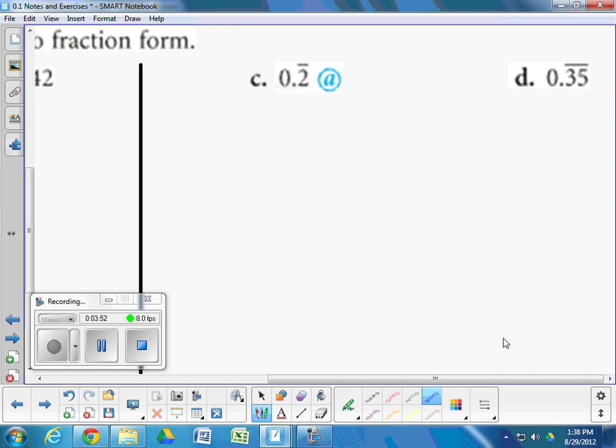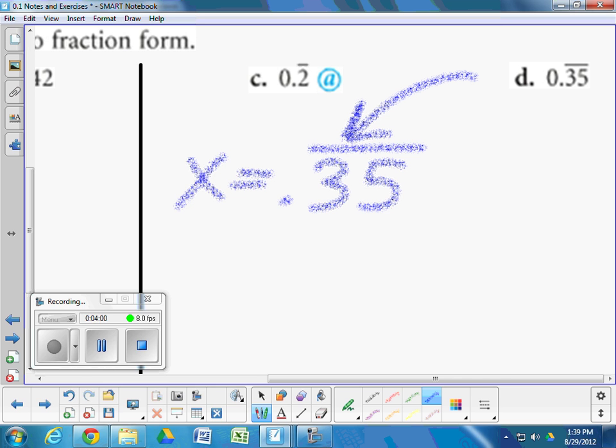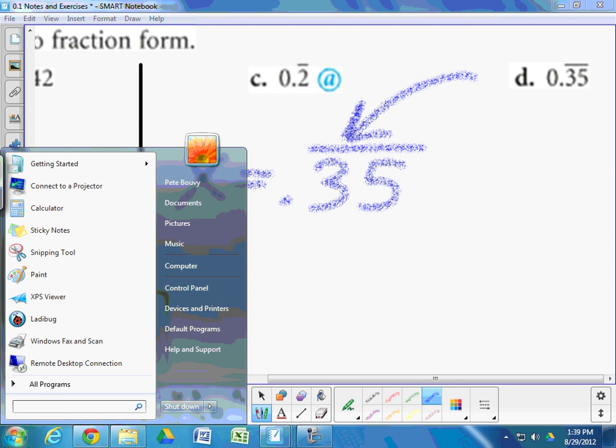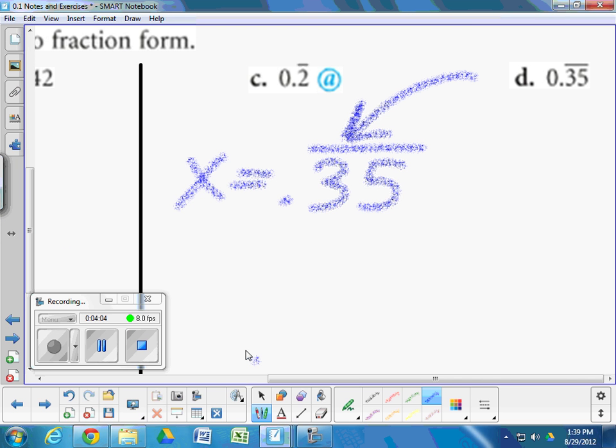Okay, so we're going to take the 0.35 one. And we're going to let x equal 0.35 repeating. Okay. So x is 0.35 repeating. Good?